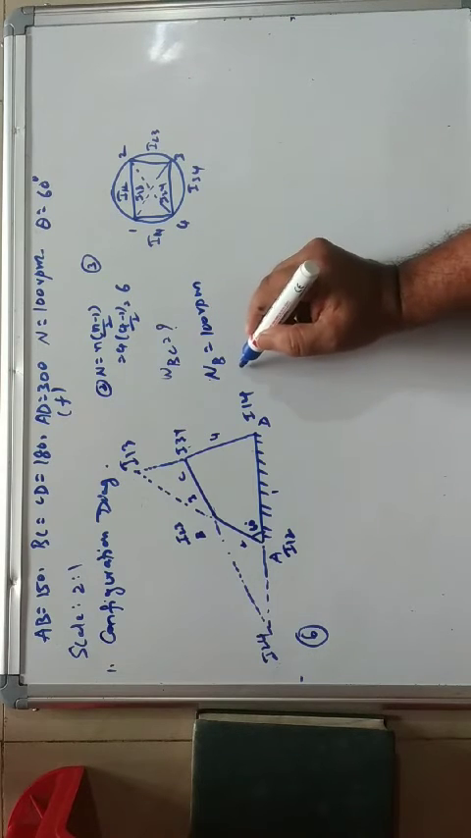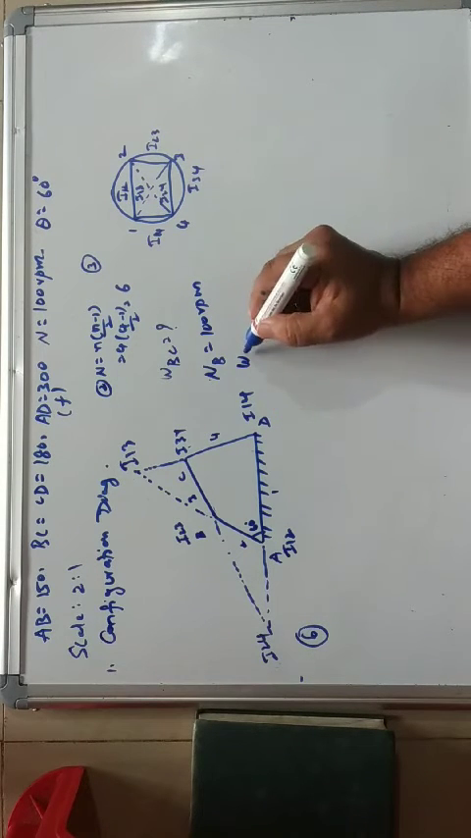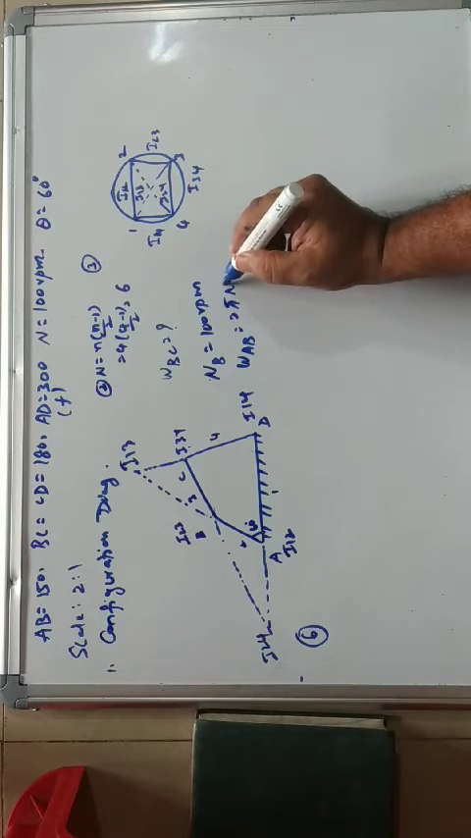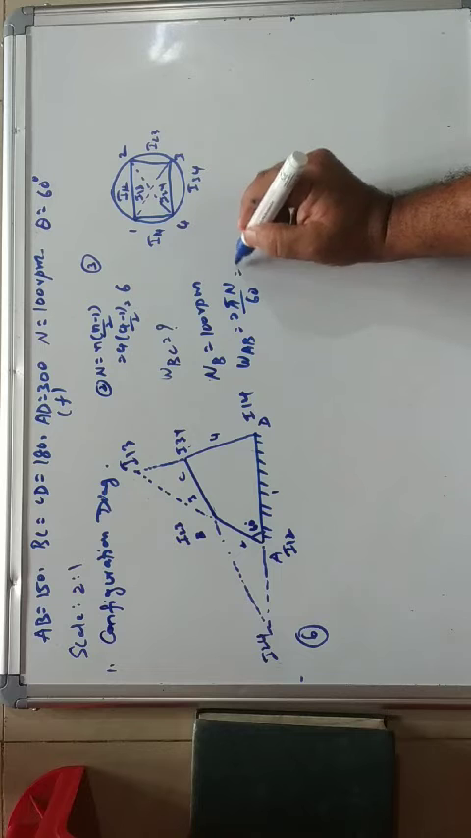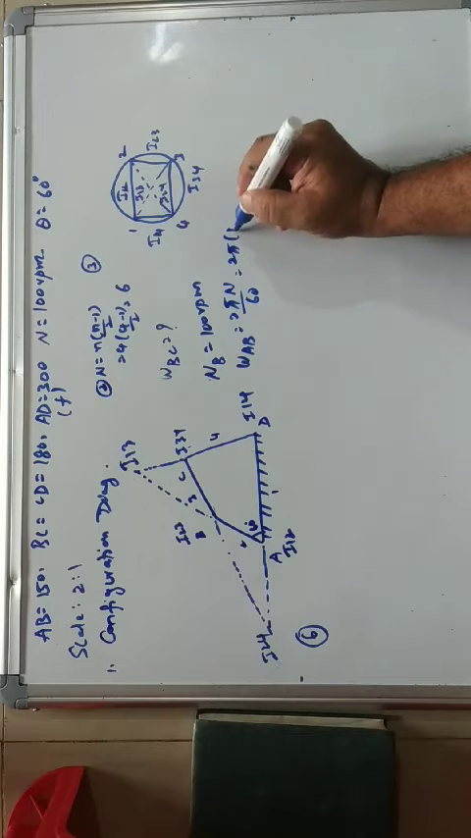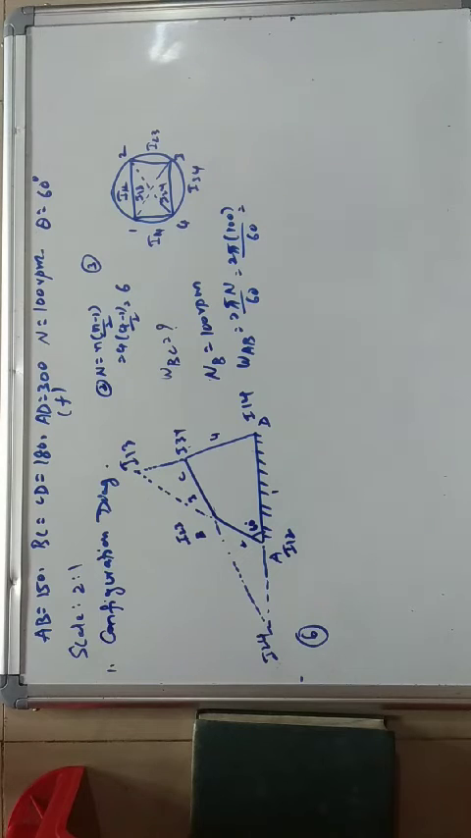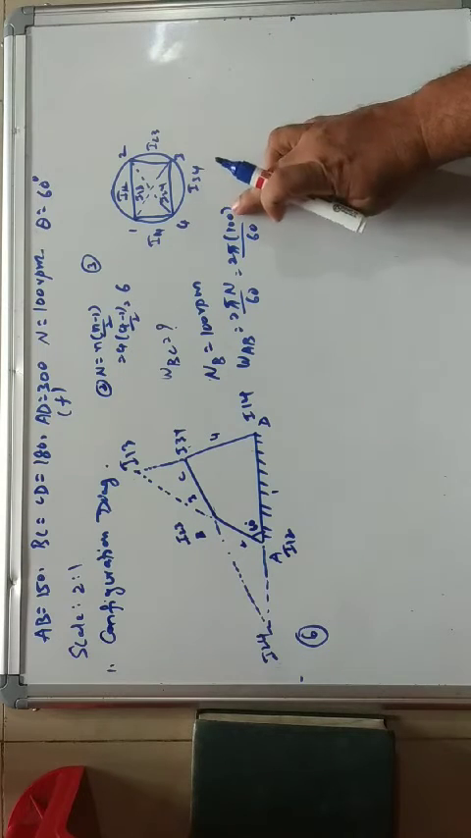So omega AB is equal to 2 pi N by 60. We know this. That is 2 into pi into N, which is 100, divided by 60. You can calculate the value and keep it aside, and I will use it later.